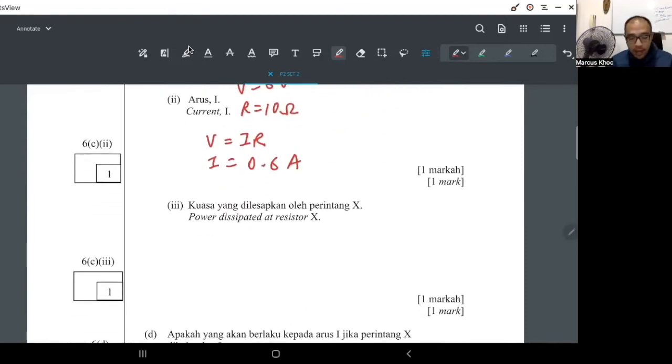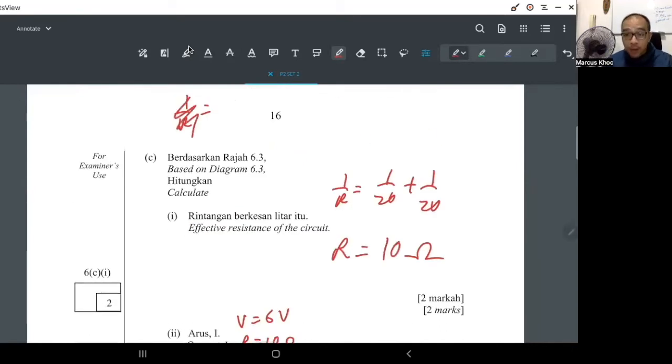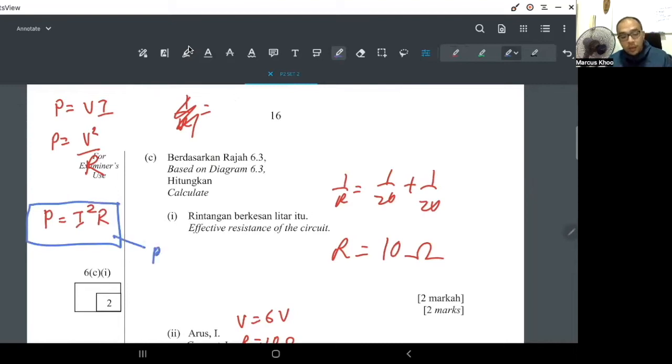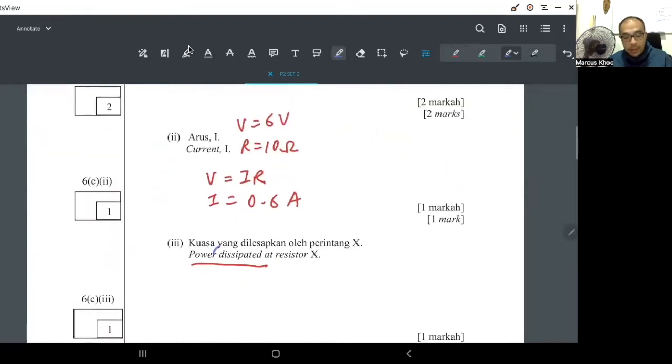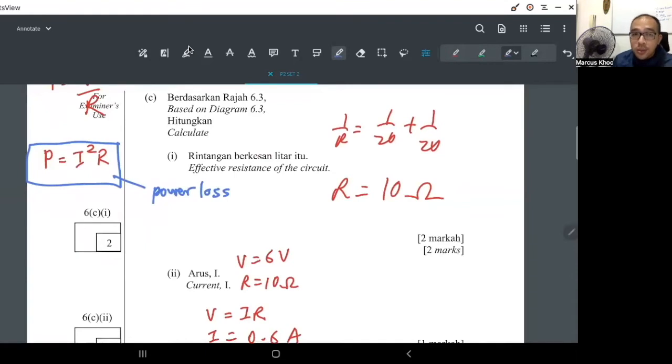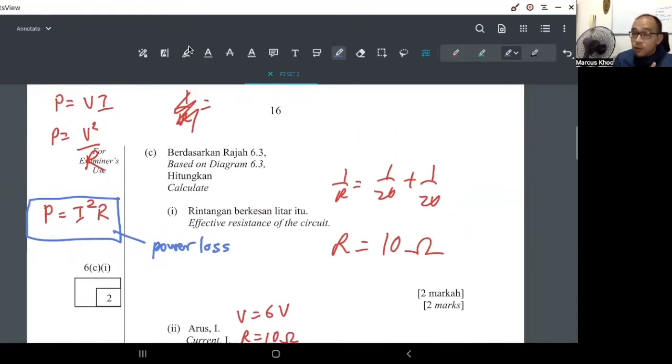And then the power dissipated at resistor X. Now I spoke about this morning: when we talk about power, we talk about the electrical energy of the circuit. There are so many formulas for power. There's P equals VI, which is the standard one. Then there's P equals V squared over R, if they're not given the I. And there's a third one, which is P equals I squared R. But this one is a very specific power formula. This is only to calculate power loss, or in this case, the power dissipated. You cannot use the other two formulas to calculate power loss. You can use the other two formulas to calculate power normally. On top of that, there is another formula, the PET formula: P equals E over T.